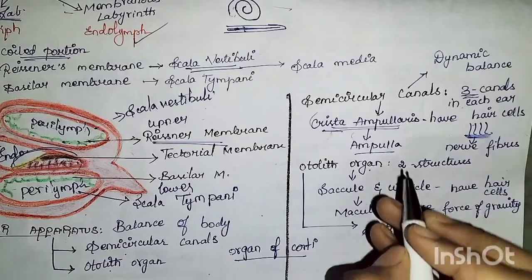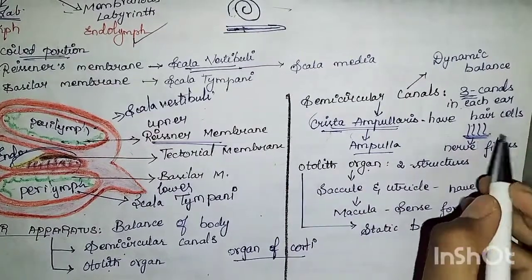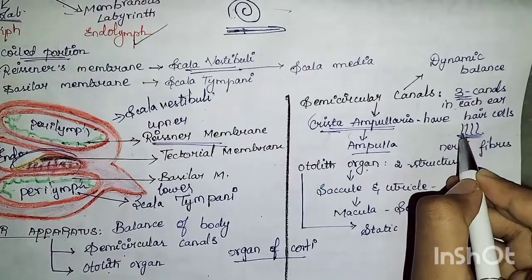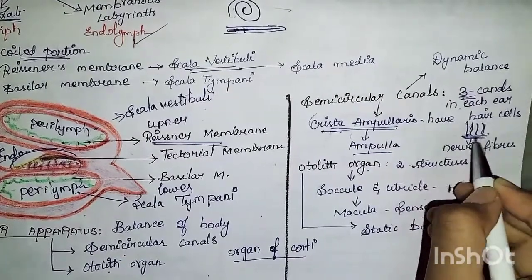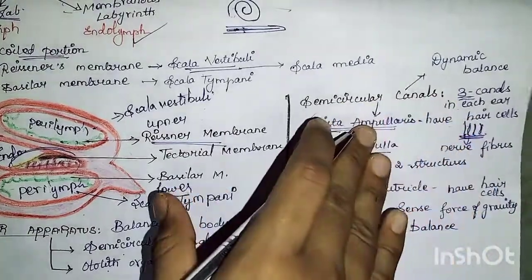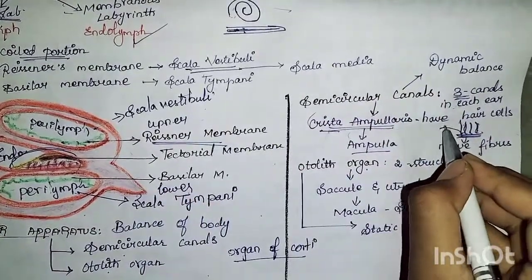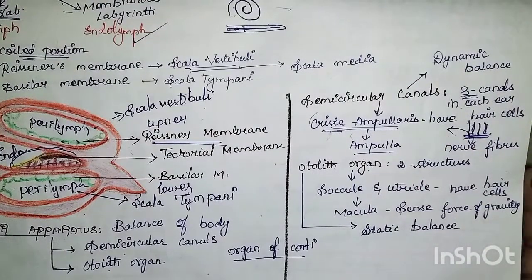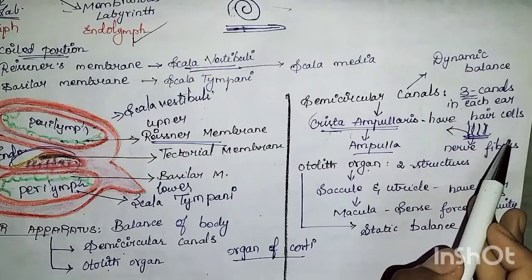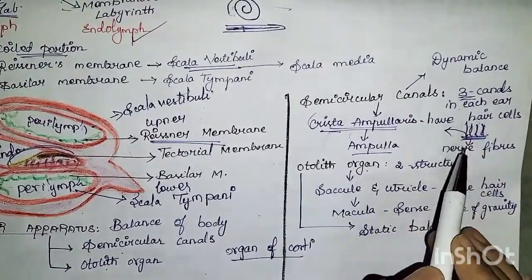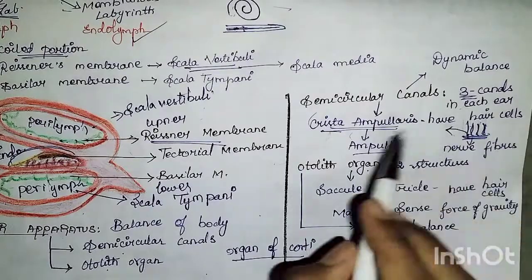Next, see this part. This is how the crista ampullaris is arranged. So hair cells will be present and the nerve fibers will be present. If we bend down, these hair cells bend down, so nerve fibers are depolarized and the information goes to the brain. Likewise, if we stand, they stand upwards and the nerve fibers are stimulated again.